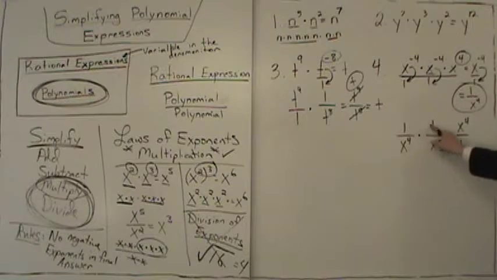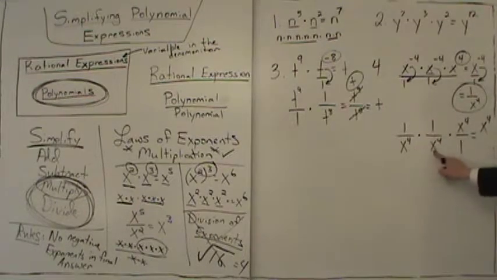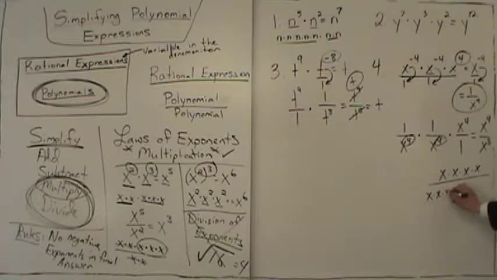1. Now multiply on top. 1 times x to the 4th gives x to the 4th over x to the 4th times x to the 4th is x to the 8th times 1. We're adding the exponents. Okay, we get x to the 8th, and now cancel. Notice you have x times x times x times x, or 4 x's on top. You have x times x times x times x, 8 x's on the bottom.